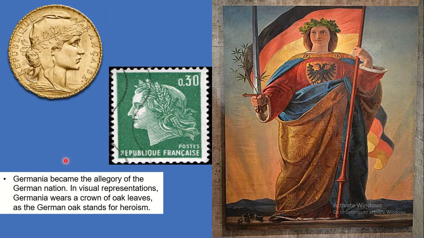Germania became the allegory of the German nation. In visual representation, she wears oak leaves, as the German oak stands for heroism. The oak leaves stand for heroism. Not only that, they also printed coins and stamps with her name. You can see here the oak leaves.